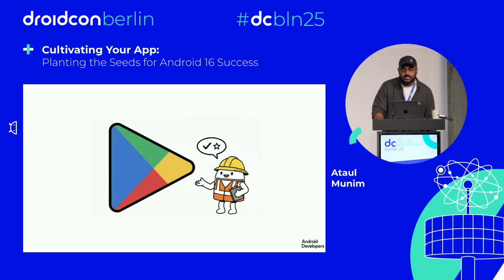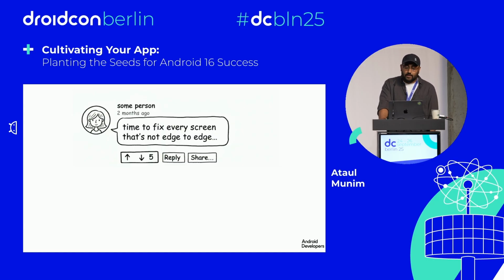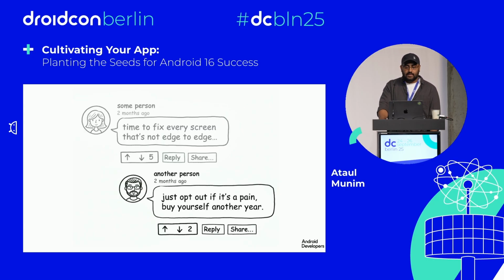A great example of this is Edge-to-Edge, which launched in 2019 with Android 10. That was probably the best time to support it, and the second best time is now. Although Android 15 enforced Edge-to-Edge by default 6 years after it launched, you could still opt out with a flag, and as this person puts it, buy yourself another year. But when you target Android 16, there's no guarantee the opt-out will work anymore. By the way, if this comment is you, please see me after class.